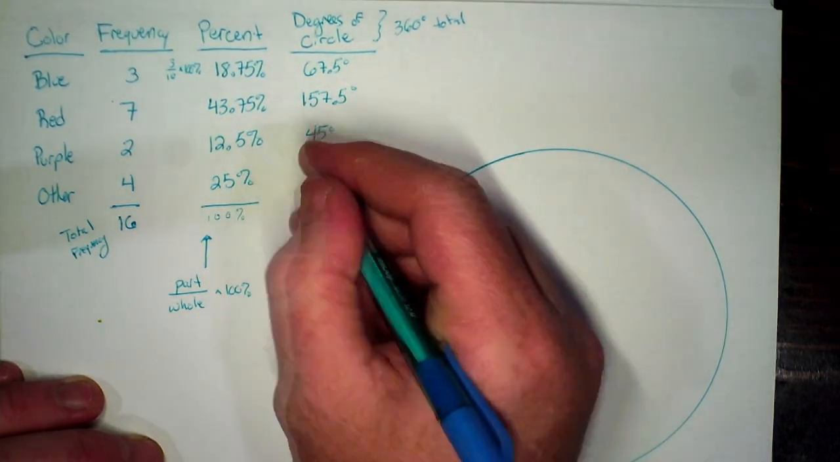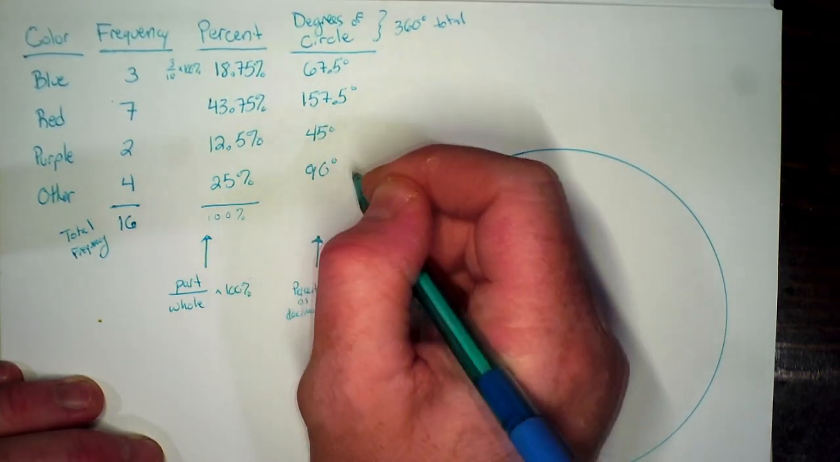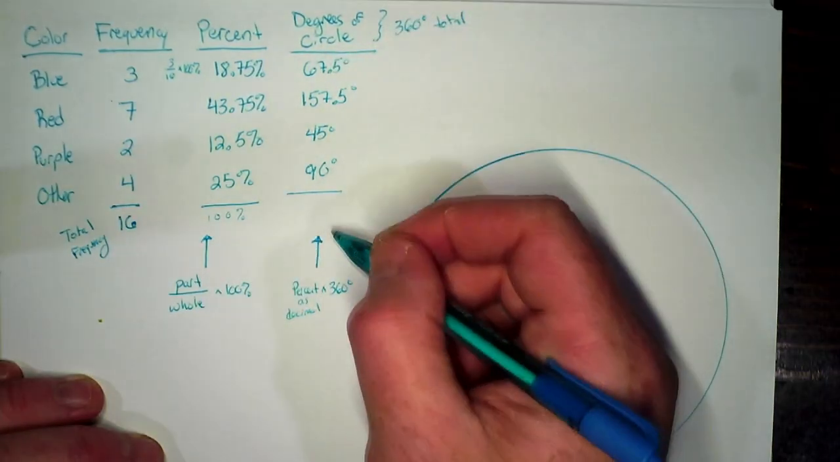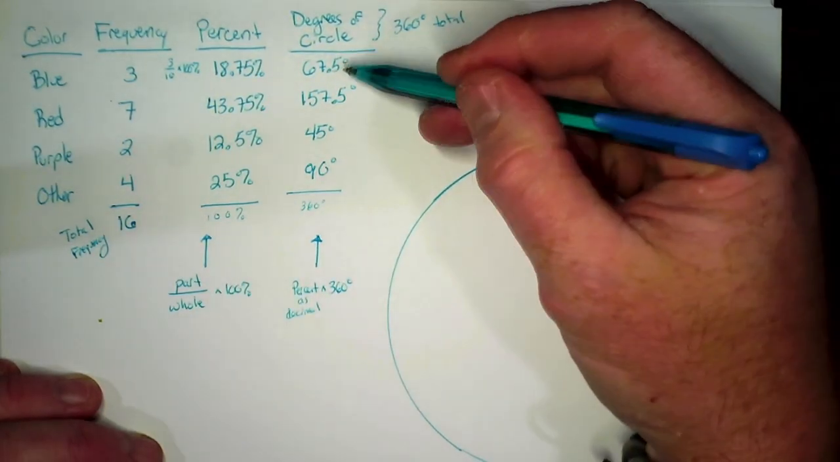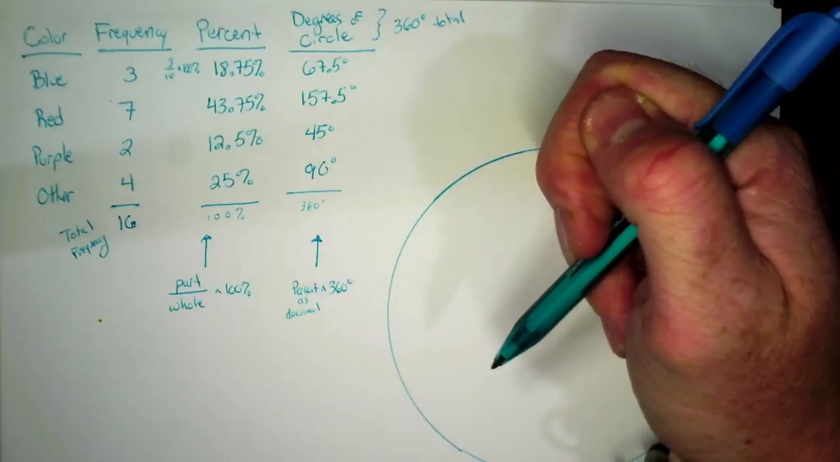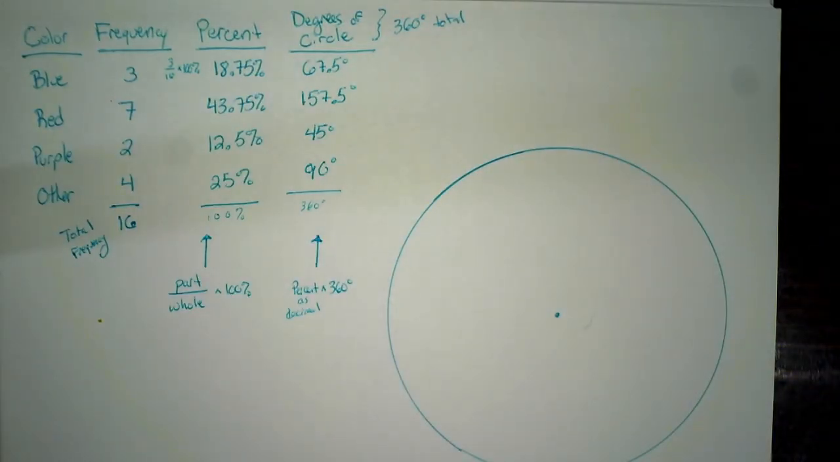And then when we double that, we get 90 degrees here. All right, now if we add all of these together, we should see that we get 360 degrees. Again, sometimes there's a little bit of rounding error there. But how do we go and measure these things now?